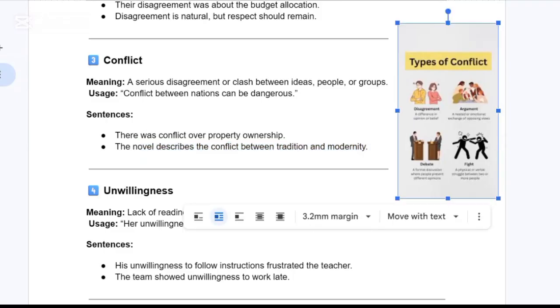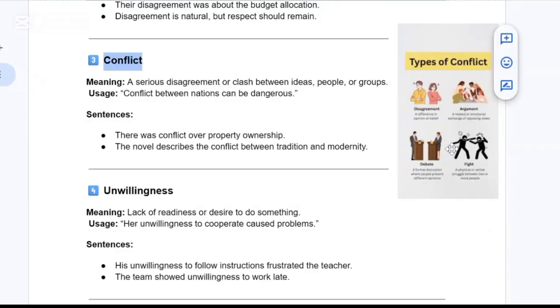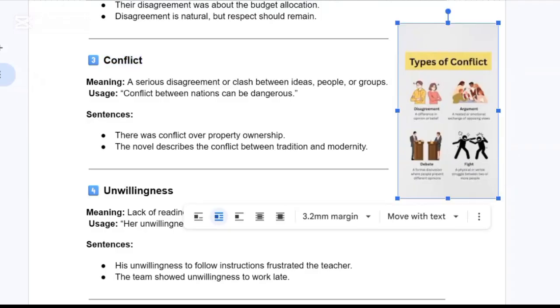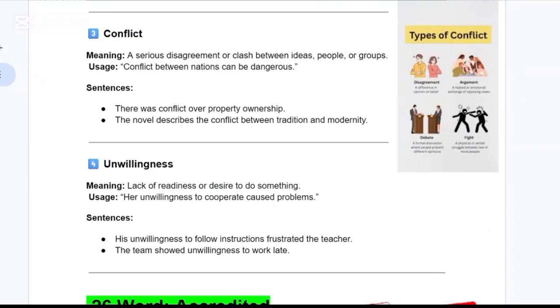So there are different kinds of conflict here. Conflict means you're having disagreement on something, and when you're arguing, and when you have disagreement or conflict, you are going to fight on certain things.